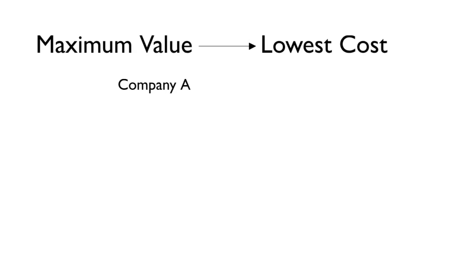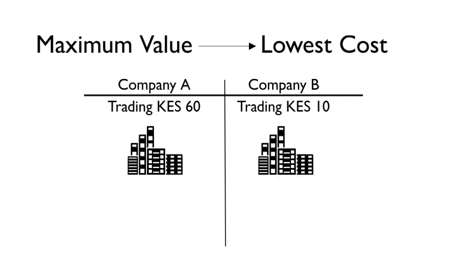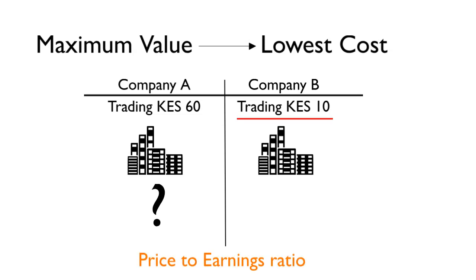As an investor, you want maximum value at the lowest cost. Company A's stock is trading for 60 shillings, while Company B is trading for 10 shillings. Both companies are in the same sector and business, and as an investor, it may appear to be a bargain to buy the cheaper 10 shilling stocks. But how do I know this is the better choice than the relatively more expensive 60 shilling stock? The PE ratio can quickly help clear things up for you.